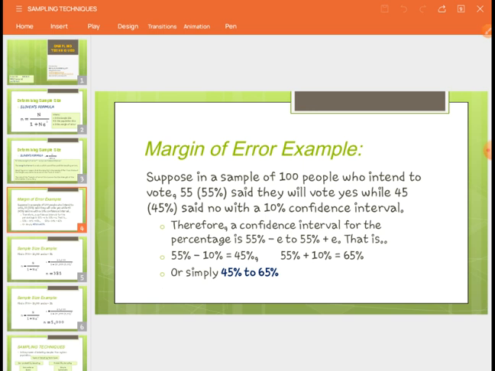Margin of error, for example, supposedly in a sample of 100 people who intend to vote, 55 or 55% said they will vote yes, while 45 or 45% said no, with a 10% confidence interval. Therefore, a confidence interval for the percentage is 55% minus e to 55% plus e. Kasi nga, yun yung ating confidence interval. So, pwede siyang positive, malapit dun sa binigay na percent, or mas mababa dun. So that is 55 minus 10, that is 45, or 55 plus 10 is 65. Therefore, it's simply 45% to 65%. So yun yung ating margin of error.